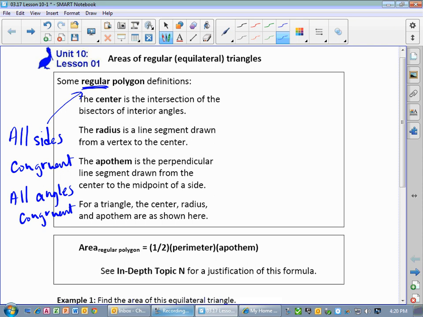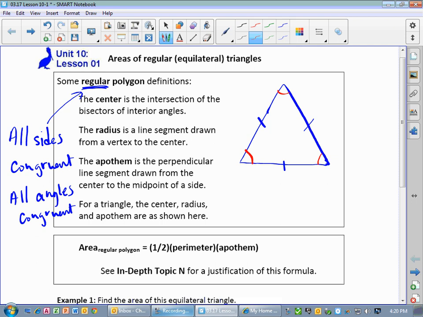So that word regular just means all sides are congruent and all angles are congruent. For a regular triangle, we're really just talking about an equilateral triangle. So let's go ahead and draw an equilateral triangle to the best of our ability. I'm going to put tick marks on mine to remind myself that it's equilateral. Because it's equilateral, it's also equiangular. Of course, that's also the definition of a regular polygon.